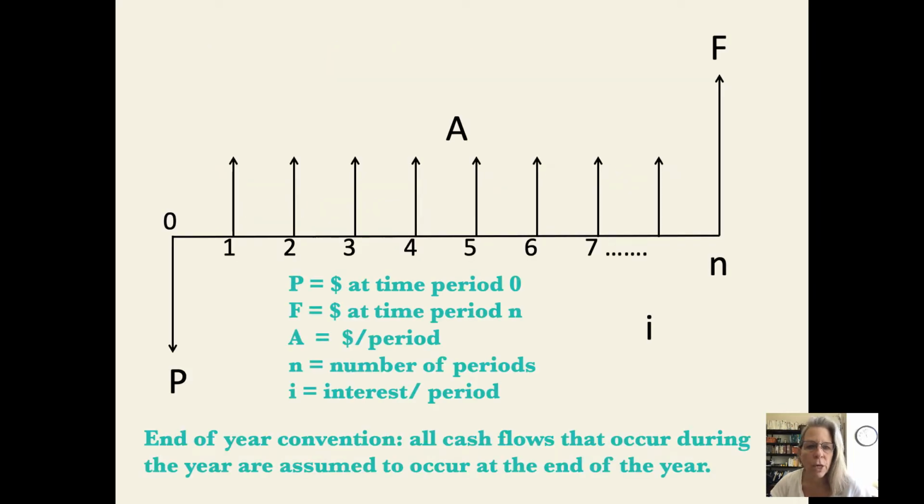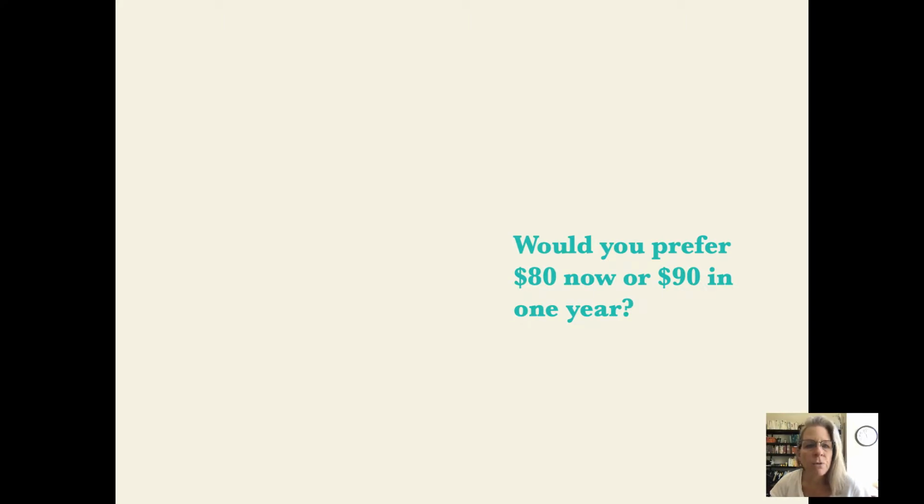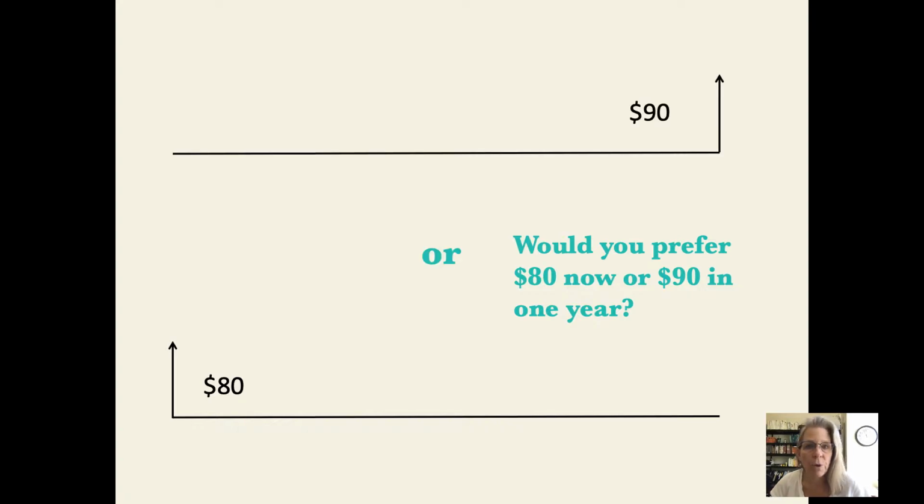So let's go back and look at, if we remember the basic definitions in the engineering economy, where we have this timeline and we have the periods 0 through, in this case, N, and the up arrows are positive cash flows and the down arrows are negative cash flows. We also assume an end of year convention. So with this kind of background in engineering economy, we can ask questions like, would you prefer $80 now or $90 in 1 year? So this is what this looks like in the cash flow, $80 now or $90 in 1 year.